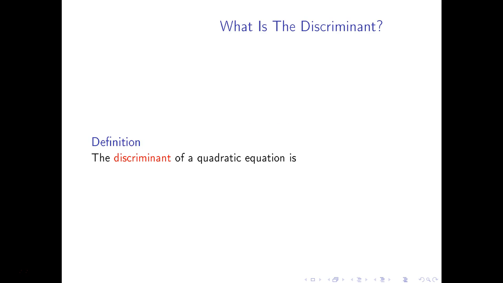All right, let's talk about something else that we can actually use. It's something called the discriminant. Yes, we're going to discriminate in math. Now, the discriminant of a quadratic equation is b squared minus 4ac. I want you to think for a second about the quadratic formula. What part of the quadratic formula is that?